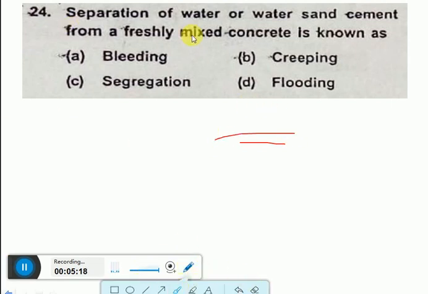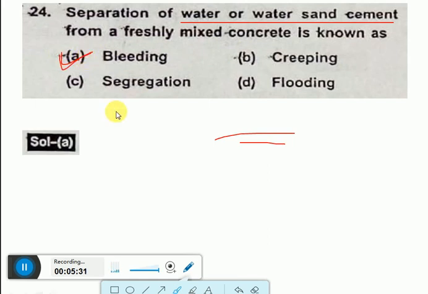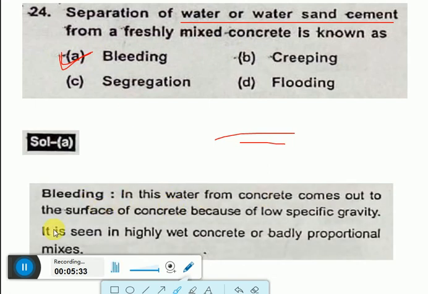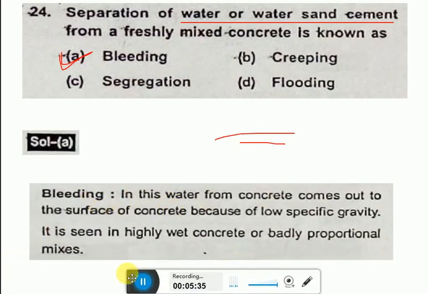Okay, the separation of water or water, sand, cement from a freshly mixed concrete. What will you call this? You will call this bleeding, right? So what is bleeding? Bleeding is when water from the concrete comes out to the surface of the concrete.